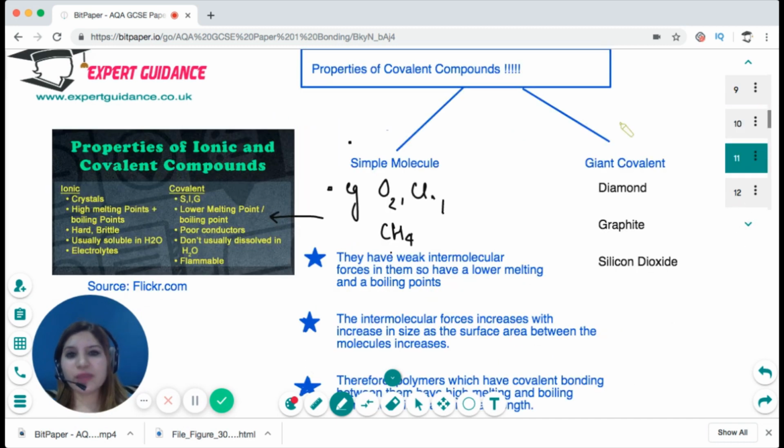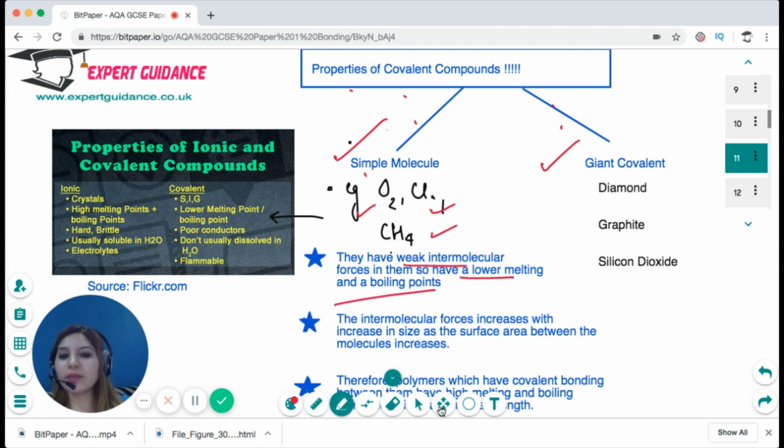Okay, now since we have done covalent compounds, we should know the properties of them. Covalent compounds are classified into simple molecular and giant covalent. Simple molecules are oxygen, chlorine, and methane. They have weak intermolecular forces between them. Therefore, they have low melting and boiling points.